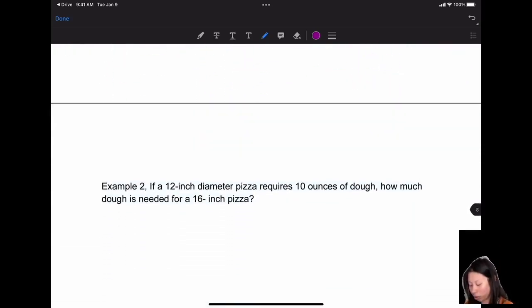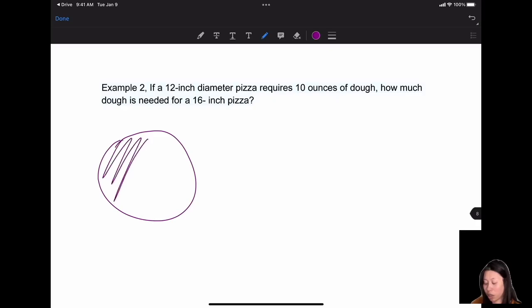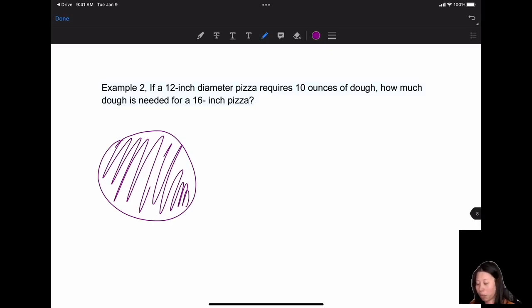Okay, so example 2: a 12-inch diameter pizza requires 10 ounces of dough. How much dough is needed for a 16-inch pizza? Well, when it comes to dough, how do you do the dough? Okay, this is the pizza. The dough is going to be covered by all the pizza. So that means this is going to be an area problem. So when we construct the proportion, it should be area over the weight of the dough that we need, right? That should be the proportion that we know.